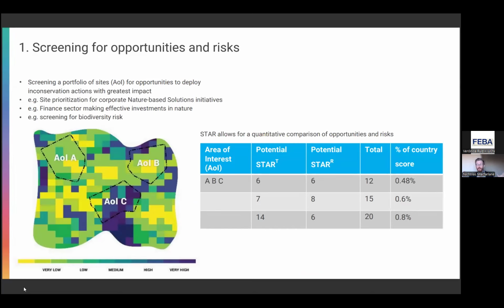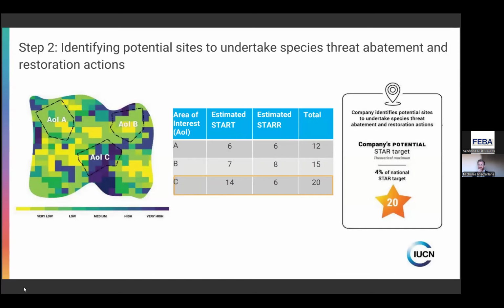Then you could screen different potential areas of interest within your landscape for possible interventions. These could be sites where you're already working, or they could be new sites where you're not working yet. And then you can see that, for example, these three areas of interest, A, B, and C, have different potential biodiversity benefits, different potential ceilings in terms of the amount of global species extinction risk that could be reduced through actions that happen in those sites. In this case, site C has the potential to contribute 20 STAR units.